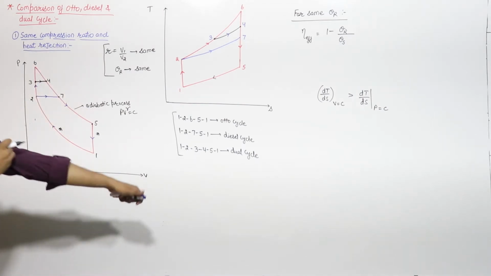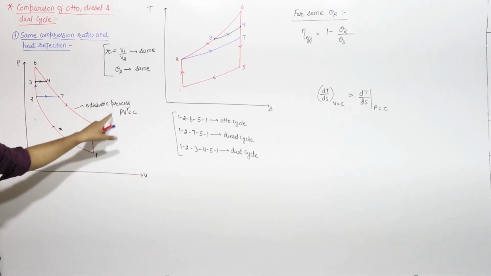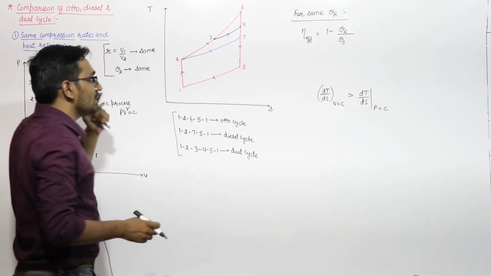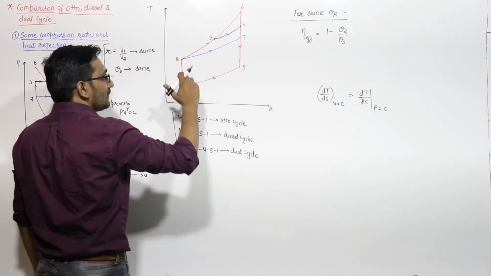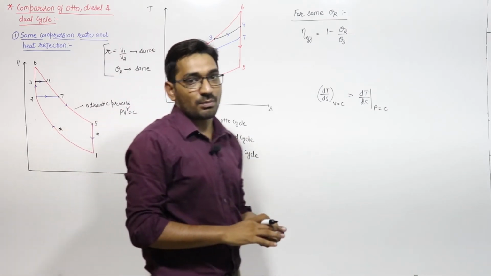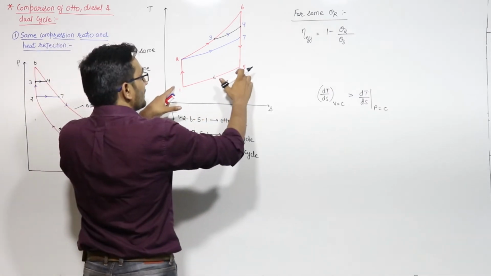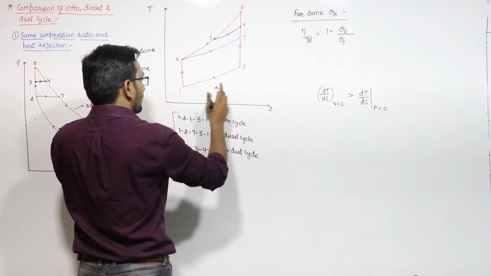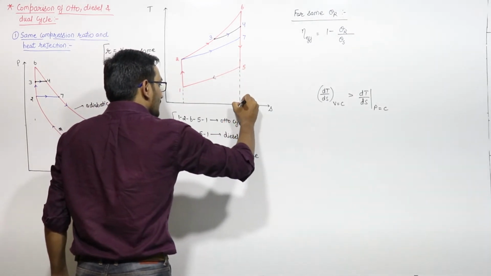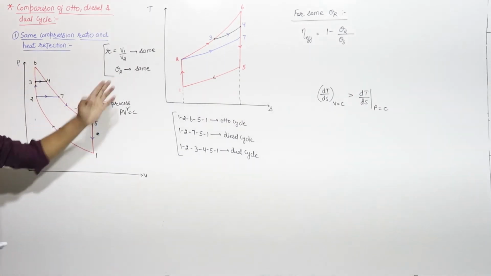Now we have to compare what the efficiency will be for these. Whose efficiency will be more for this condition, that is same compression ratio and same heat rejection. Now if you can see from this TS diagram, we know that the area under the curve on a TS diagram when projected on the entropy axis will give you the heat transfer, right? So this area under the 5 to 1 graph, when projected on the entropy axis, will give you the heat rejection, and that is same for all the 3 cycles, and this is our condition also.